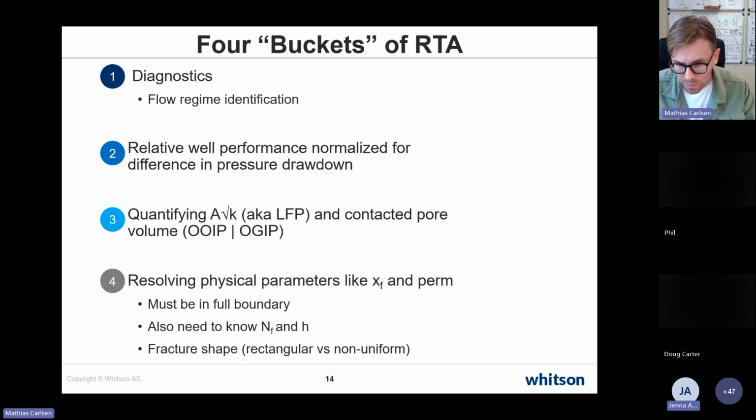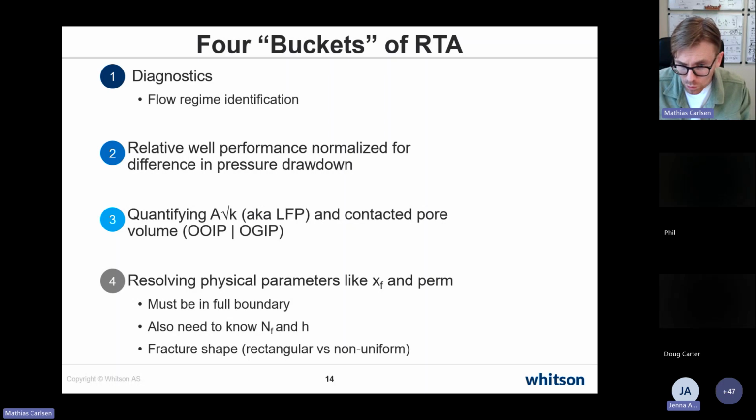And that's where I've seen a lot of people burning themselves in the past on RTA, and also where people have maybe lost faith in RTA because they're like, I did it and I got this XF, it does not make any sense. That's kind of the most extensive and advanced bucket. And what you basically do there is that you take what you call A root K and this contacted pore volume, and you make some assumptions of how many fractures you have and what your fracture height is.